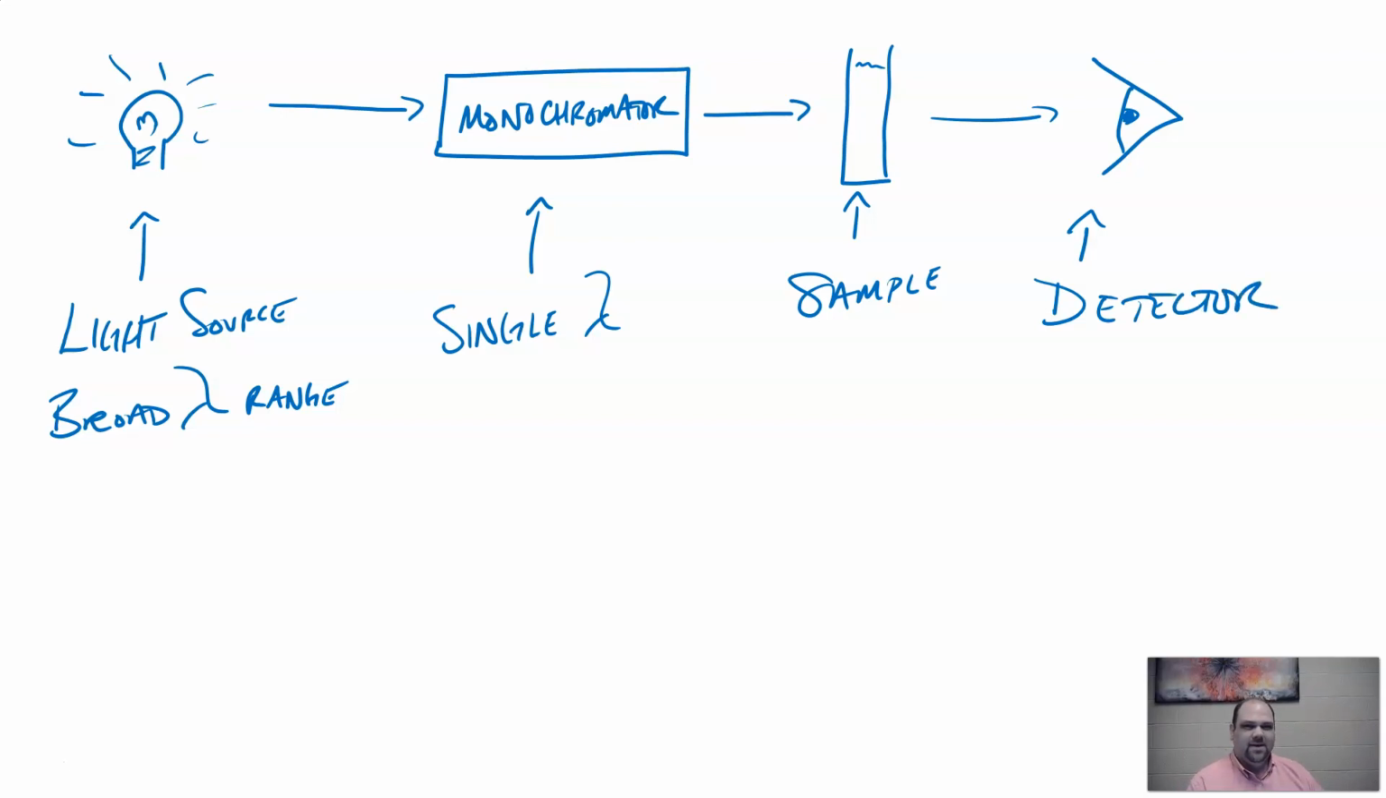Okay. So this is as basic as it gets. We have some light source. We select a single wavelength. That wavelength goes to our sample, and then it hits a detector. What we want to know is how much of that light is absorbed and how much of that light passes through.